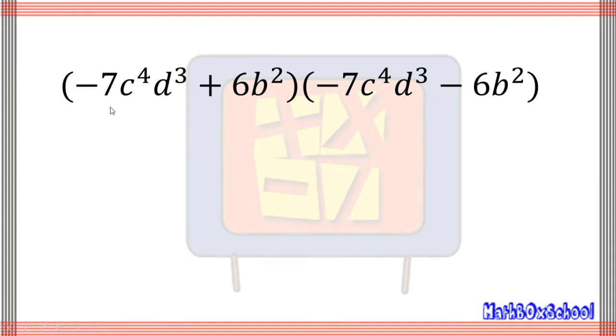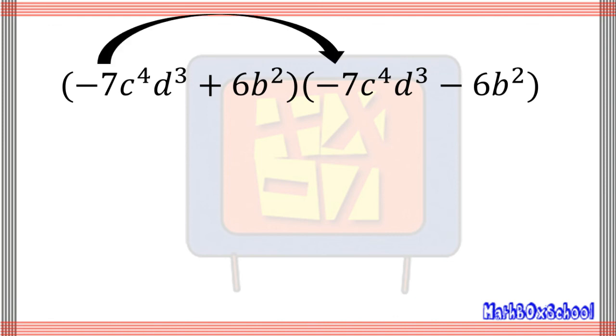Kasi parehas yung unang term, and then yung second term parehas din. 6b squared, and then 6b squared. Then plus or minus. So for this case, all you need to do is just multiply the first term. So instead na mag-FOIL method tayo, multiply lang natin yung first term.